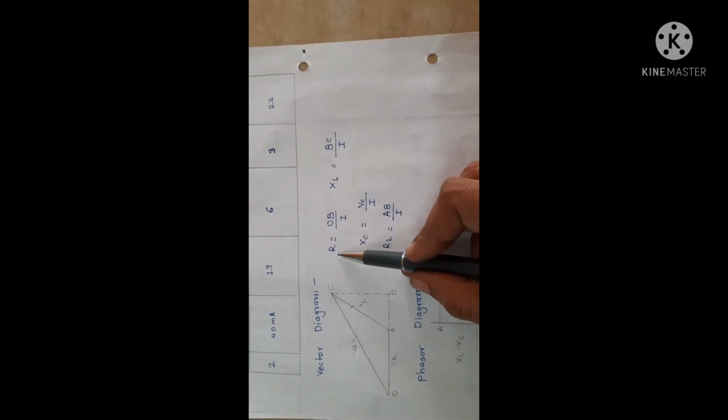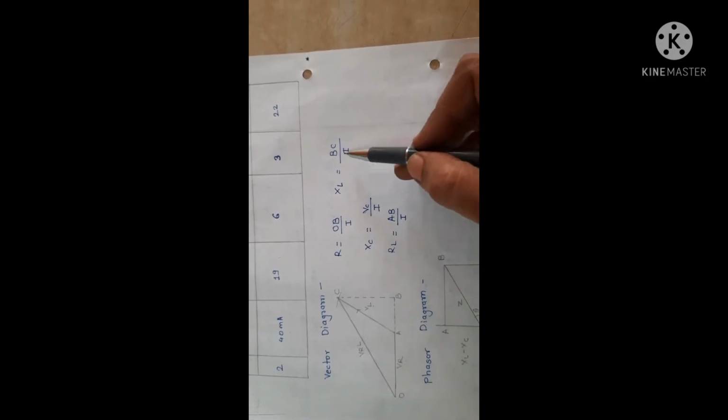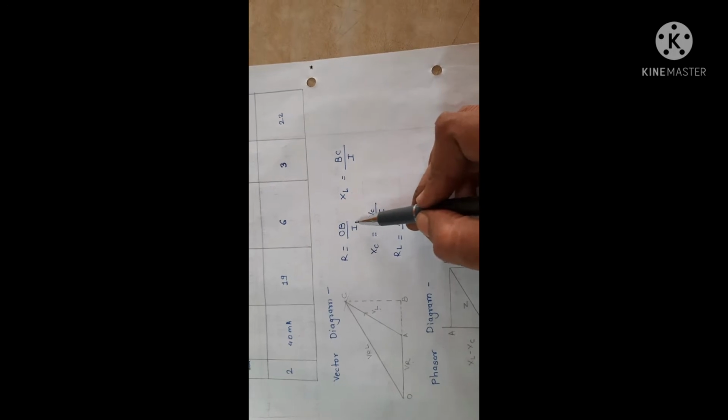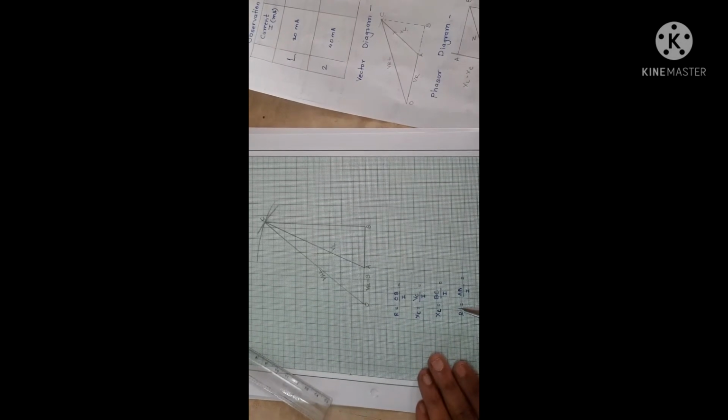With the help of this vector diagram, I am going to determine the values of R, XL, XC and RL, that is R is equal to OB upon I, XL is equal to BC upon I, XC is equal to VC upon I, and RL is equal to AB upon I. I have written all these formulas over here.